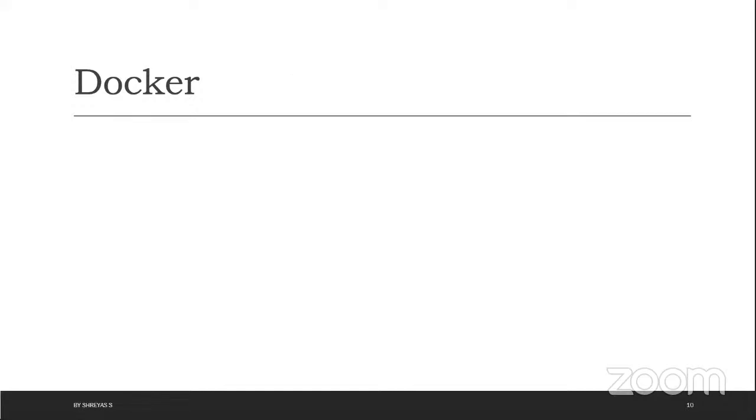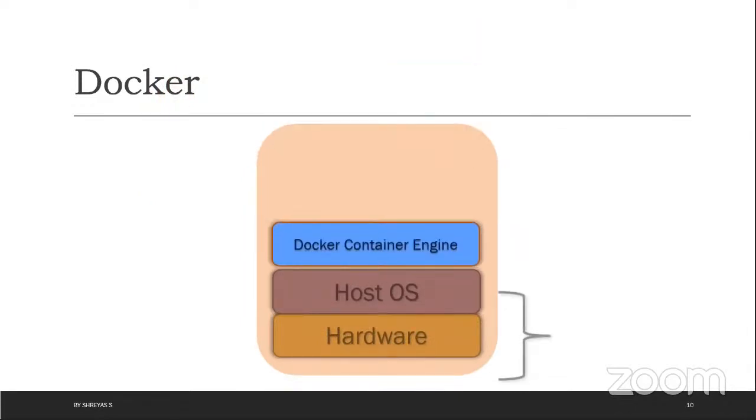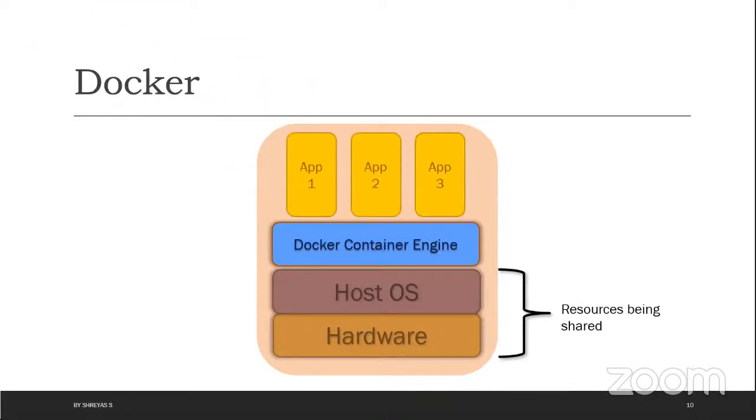So let's see the architecture of Docker. We have your machine, you have hardware, you have a host OS, then you have a Docker container engine. And on top of that, these resources are just being utilized by the applications. We don't have a guest OS. And say, for example, application one is not using all the resources, and application three requires more computing power and memory, then they can share the resources accordingly. There is no hard limit that application one would be using this much amount of resources and so on.